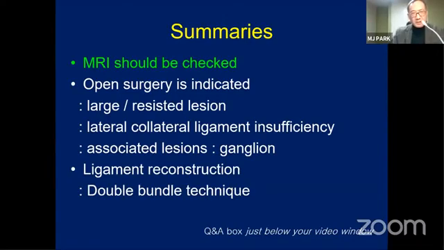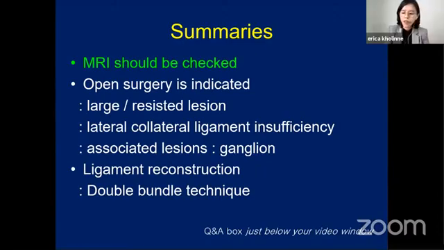you must check the MRI before you do the operation. And if there is a large lesion, or if the case is a reoperation case, or if there is a lateral collateral ligament insufficiency, or an associated lesion such as the ganglion, open surgery should be considered or is indicated. And if you decide to do the ligament reconstruction, I believe that the double bundle technique is more reasonable than the LUCL reconstruction. And thank you for your attention.